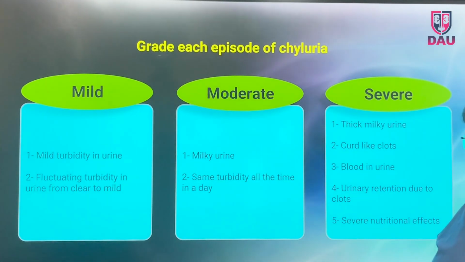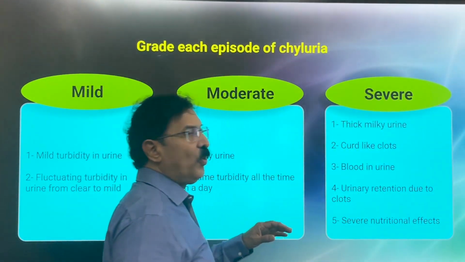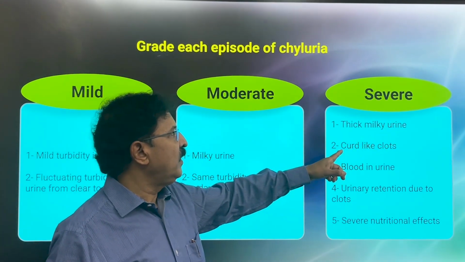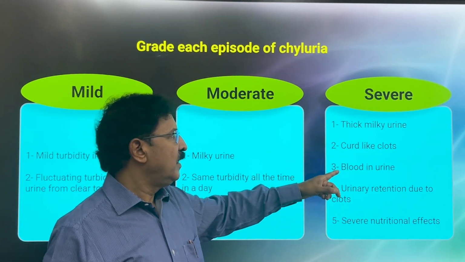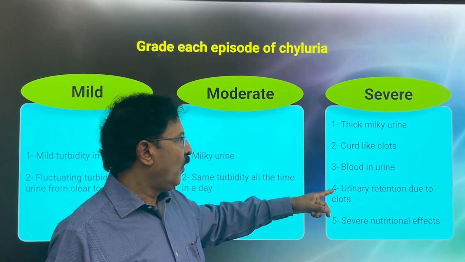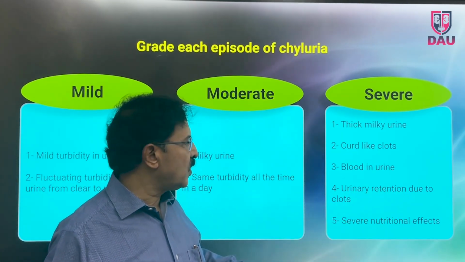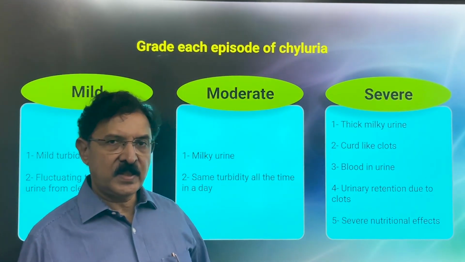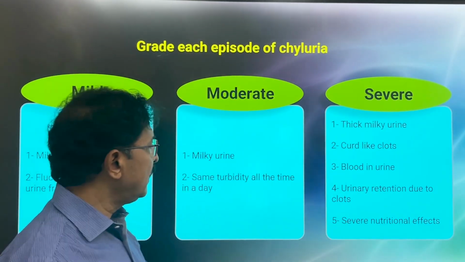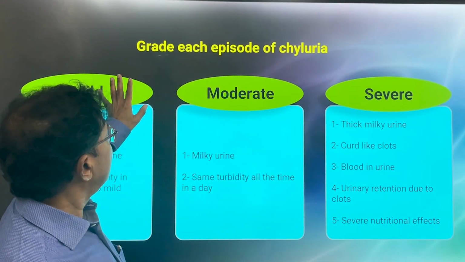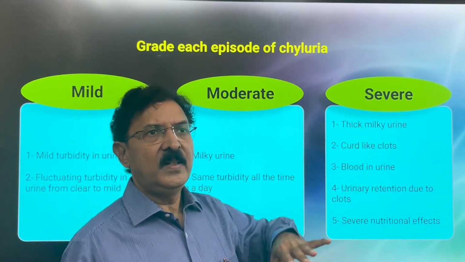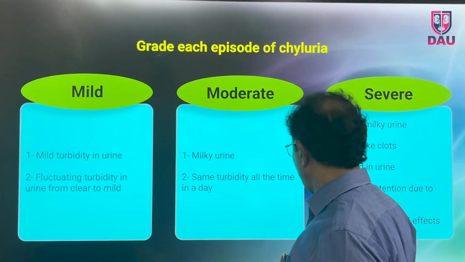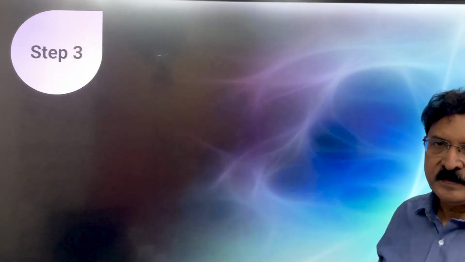And if the patient has any one or more of these 4: persistent thick milky urine, passing curd-like clots or blood clots in urine, urinary retention due to clots, or severe nutritional effects as a result of persistent fat loss from the body, this I consider severe. So the grading of chyluria should not be grading the disease over a period of 6 months. I think each episode of chyluria should be graded and treated accordingly.